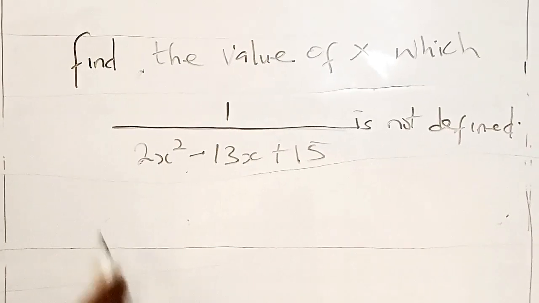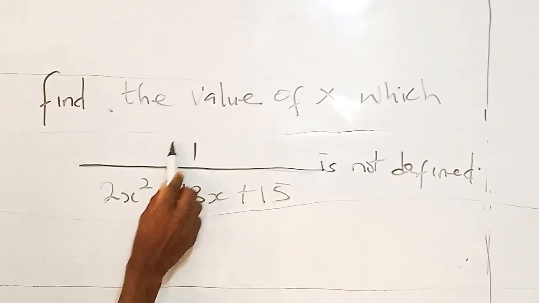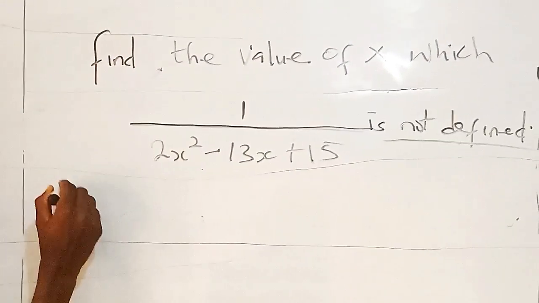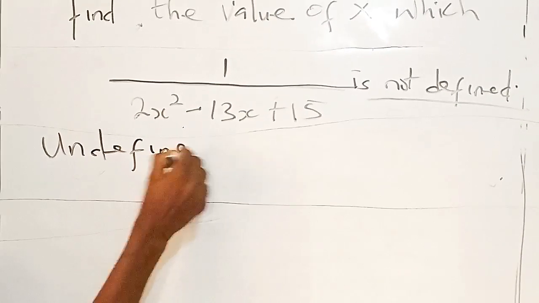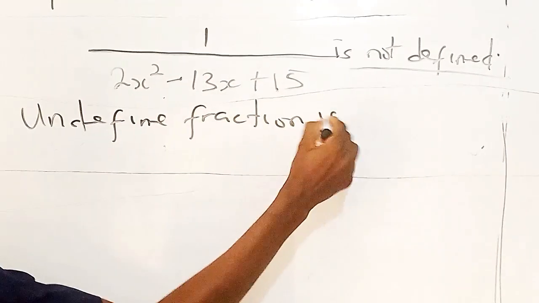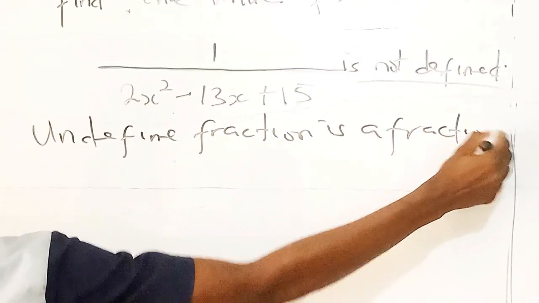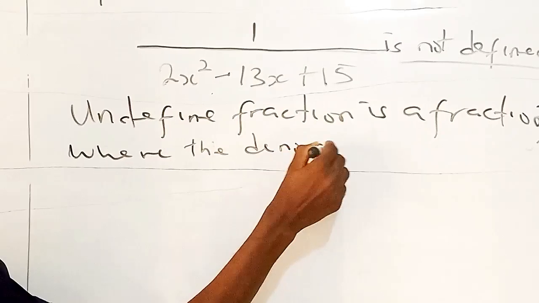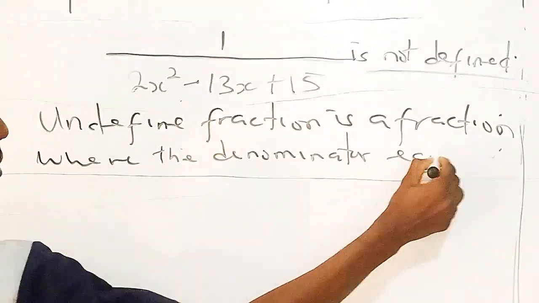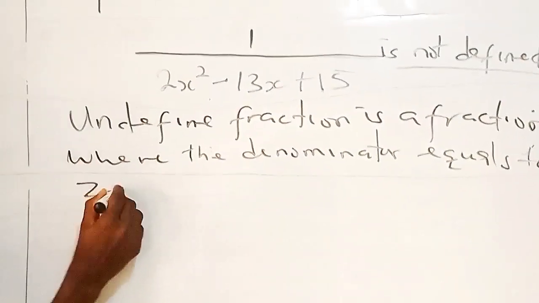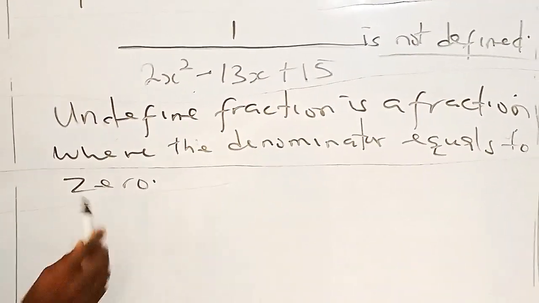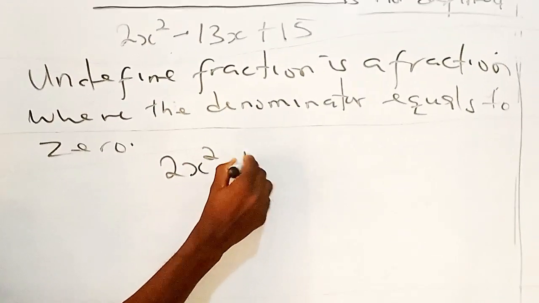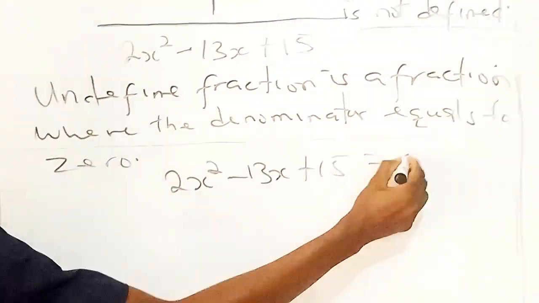Thank you. We have to find the value of x for which this fraction is not defined. So when we say a fraction is not defined, or undefined, it is a fraction where the denominator equals 0. That is all. So what does that mean? Everything you have here, equate it to 0. So you're having 2x squared minus 13x plus 15 equals 0.